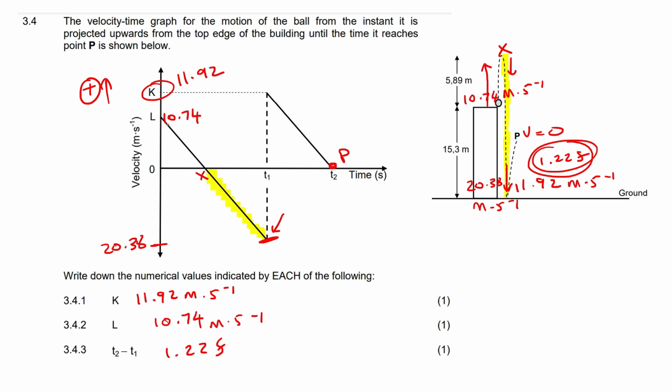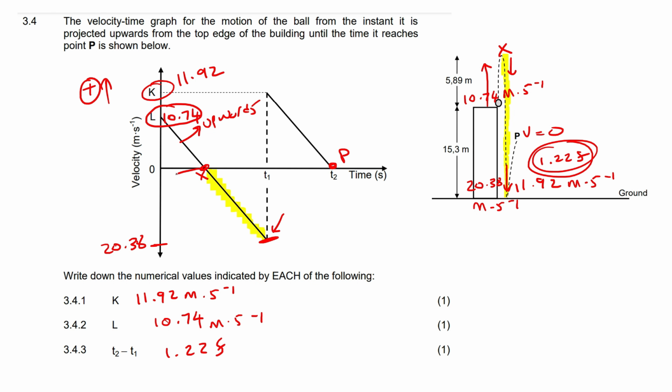What we realized, and what I want you to pause and think about, is that in this part over here, the ball is actually going upwards. Because it goes from 10.74, which is where it started over here, and as it goes up, what happens to its velocity? Its velocity becomes less. That is what you are seeing over there. But this downwards line doesn't mean the ball is moving downwards. Okay, that's important.